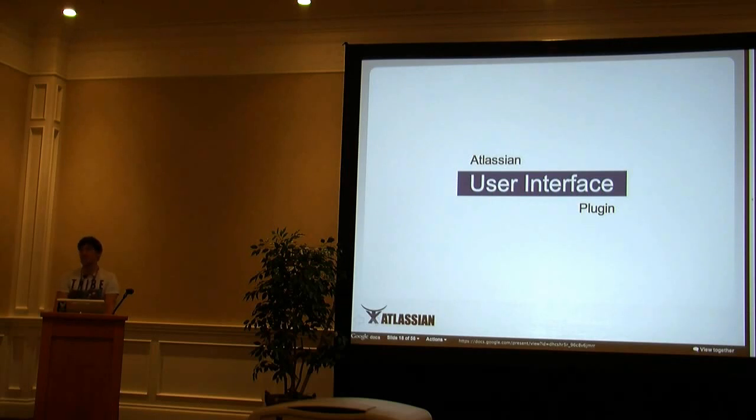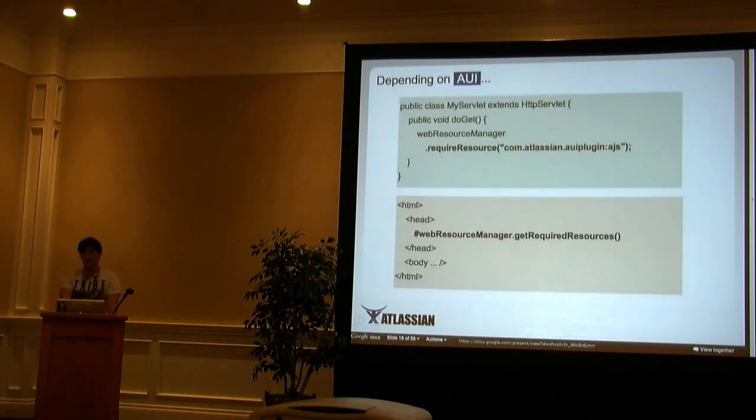Well, the Atlassian User Interface plugin, or AUI, may help you out. AUI is basically a suite of rich UI components that you can add to your plugin and a set of Atlassian styles that you can apply to your own components if you like. Depending on AUI is a little bit different. Because it's a user interface plugin, it doesn't actually contain any Java code or components that you can import. Rather, it's got a set of web resources, which you can depend on using the Web Resource Manager.